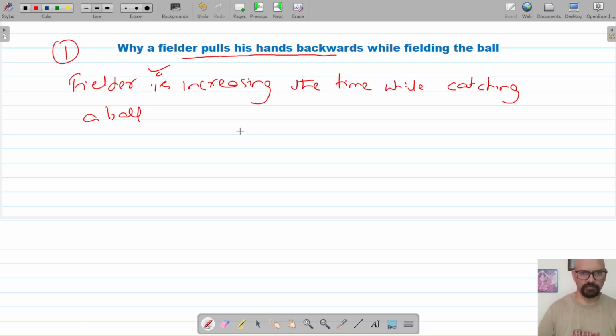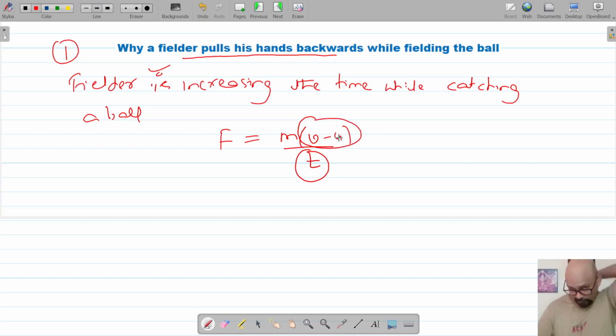Because we know that the force is directly proportional to the rate of change of momentum, that is m into (v minus u) by t. And by increasing this time, we are reducing the rate of change of momentum. This value becomes small, and when this value becomes small, which is directly proportional to the force, the impact of the force is small.